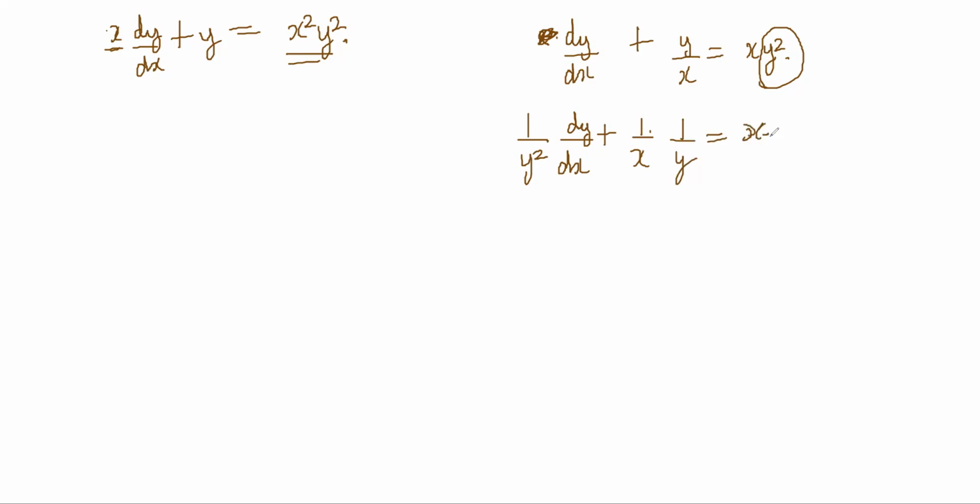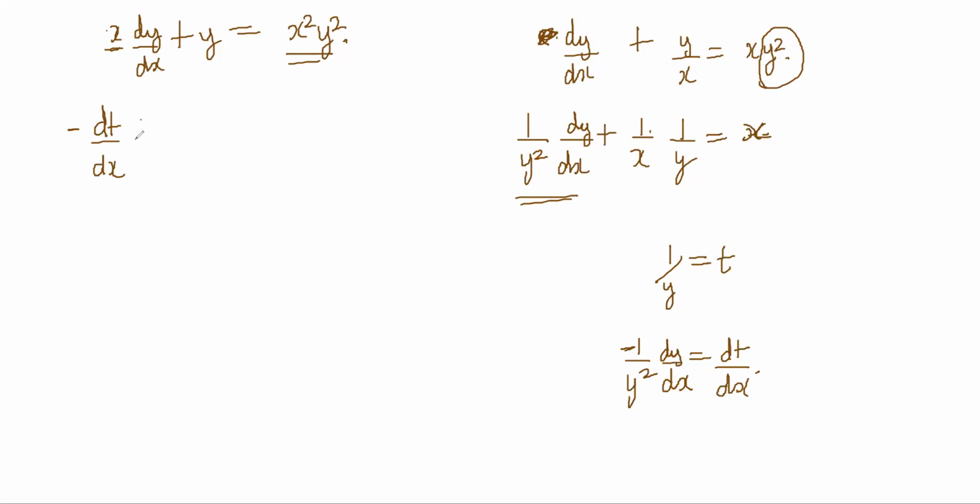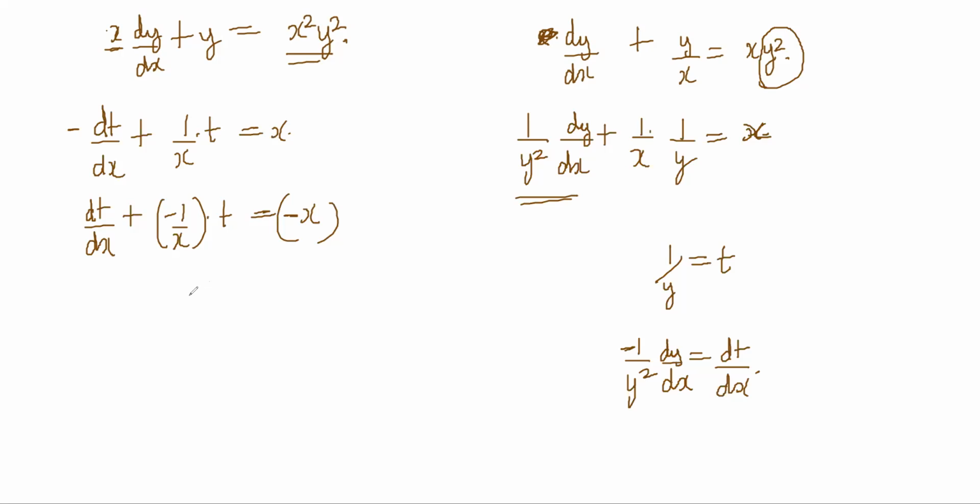Now, if I take 1 by y as my t, differentiation of that with respect to x will be minus 1 by y square dy by dx, which is equal to dt by dx, right? So this becomes minus dt by dx plus 1 by x into t is equal to x. I can multiply by minus everywhere, so dt by dx plus minus 1 by x into t is equal to minus x. I have multiplied by minus to make it look like the same form.